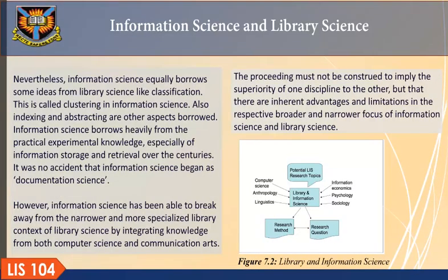Nevertheless, information science equally borrows some ideas from library science, like classification. This is called clustering in information science. Also, indexing and abstracting are other aspects borrowed. Information science borrows heavily from the practical experimental knowledge, especially of information storage and retrieval over the centuries. It was no accident that information science began as documentation science.